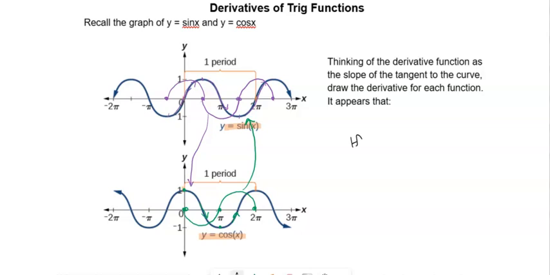So we can record this and we can say if the function is the sine function, then the derivative of that function is actually just the cos function. And then the second case, if the function is the cos function, the derivative of the cos function is actually the sine function, but inverted.